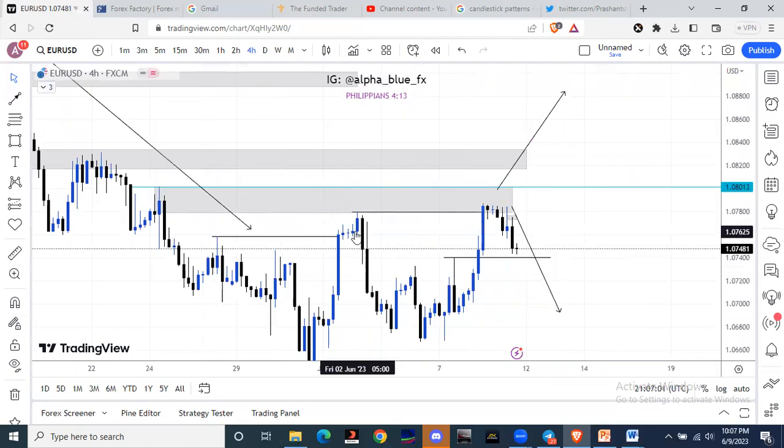So now look at this candle. Can you see this bullish candle here? This blue candle here that this cursor is on?